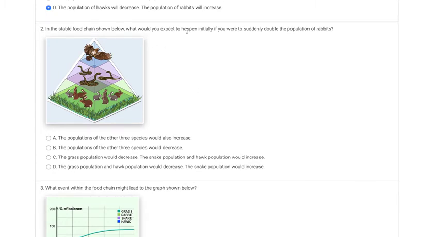Okay, so the next one says, in the stable food chain shown below, what would you expect to happen initially if you were to suddenly double the population of rabbits? There's a way to suddenly double the population, and we're going to read the options first. A, the populations of the other 3 species would also increase. B, the populations of the other 3 species would decrease. C, the grass population would decrease and the snake population and hawk population would increase.